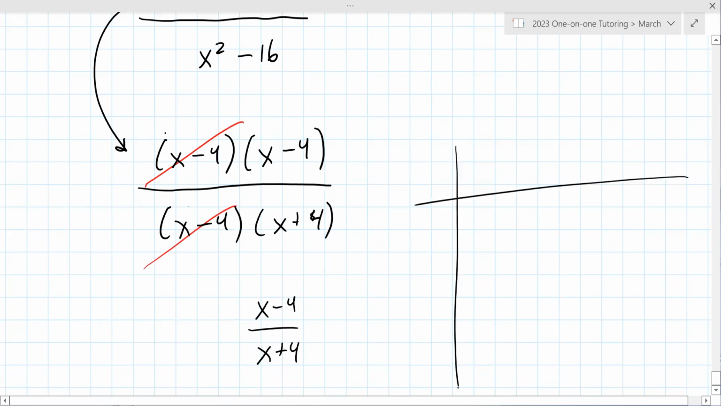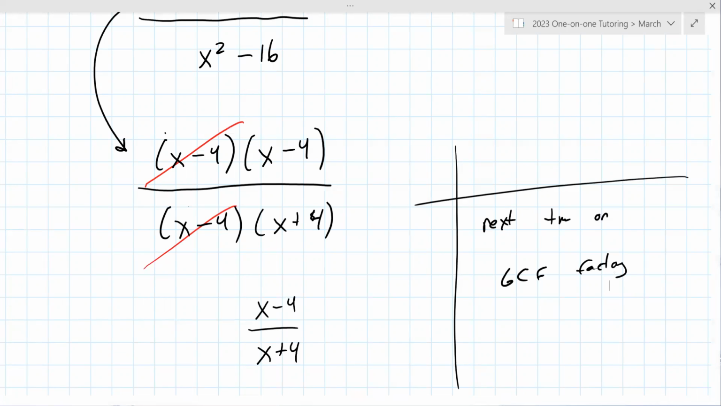So I'm just going to make a note here that next time we should work on GCF factoring and then continue on with these types of problems. So, all right, okay, that makes sense. I'm going to go ahead and stop the recording.